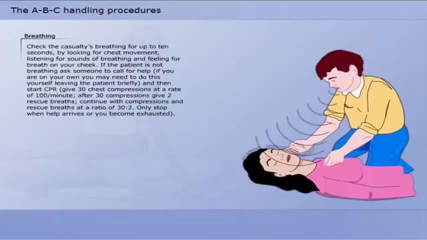Then start CPR. Give 30 chest compressions at a rate of 100 per minute. After 30 compressions, give 2 rescue breaths. Continue with compressions and rescue breaths at a ratio of 30 to 2. Only stop when help arrives or you become exhausted.